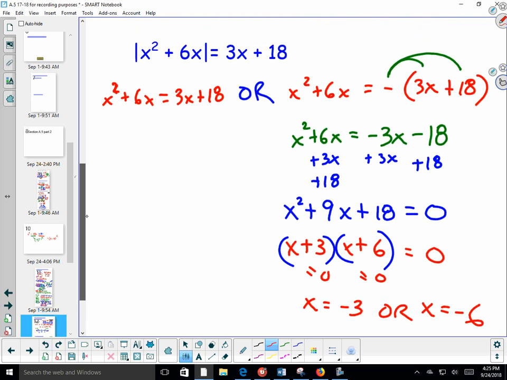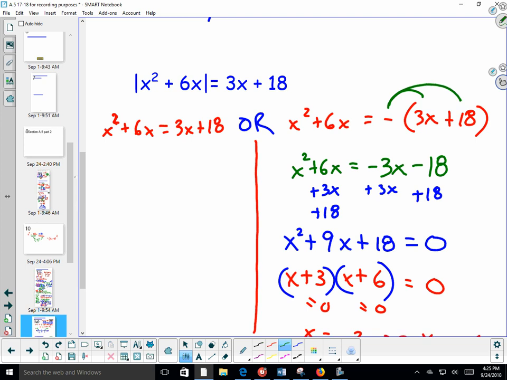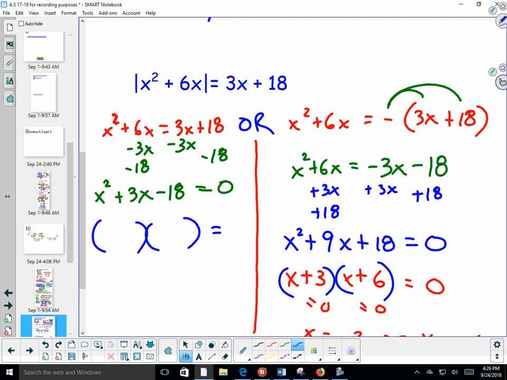Let's solve what we have over here on this side. So here, if I subtract 3x from both sides and subtract 18 from both sides, I'll have x squared plus 3x minus 18 equals 0. Does that factor? I think it does. I think this factors into, let's see, x here. I think I still need a 6 and a 3, but I want it to be x plus 6 times x minus 3.